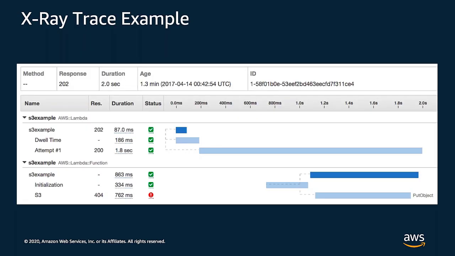In this slide, we see an example of an X-Ray trace. This is our S3 example AWS Lambda function, and we see that its first attempt took 1.8 seconds to complete. We see that attempt broken down further into initialization and S3 API calls, which resulted in a 404. We see that our status is highlighted for us. That put object call did not succeed. We can begin our investigation here.